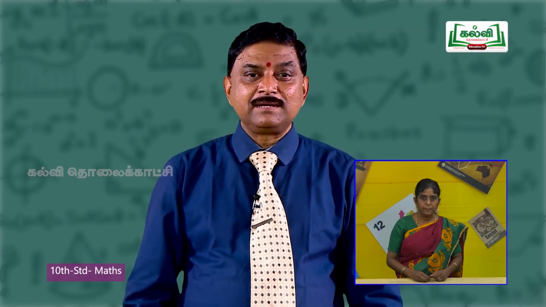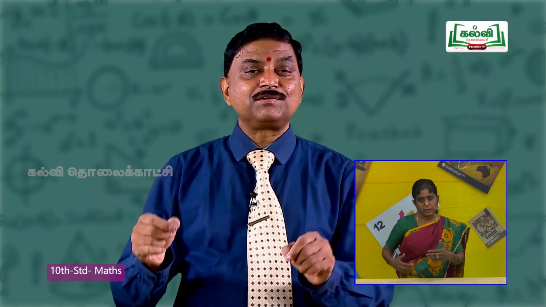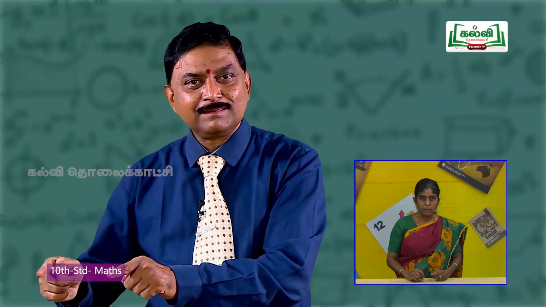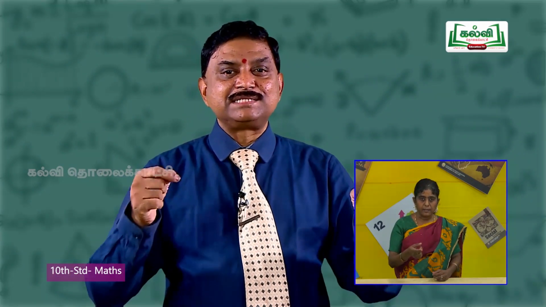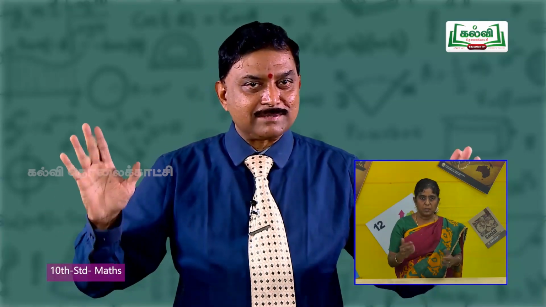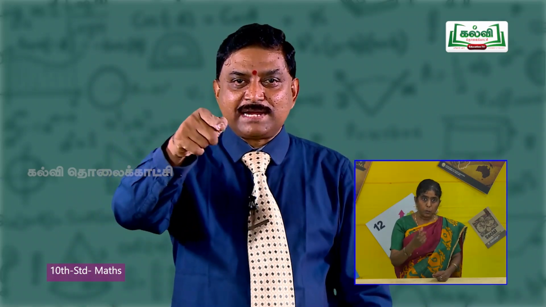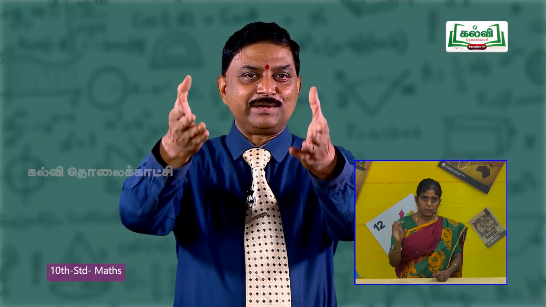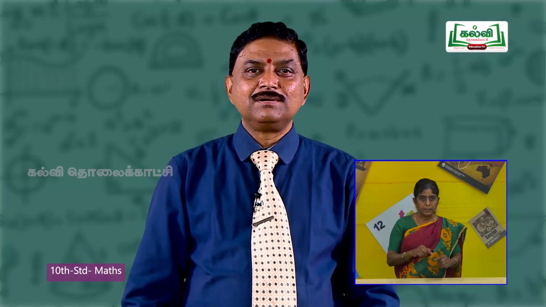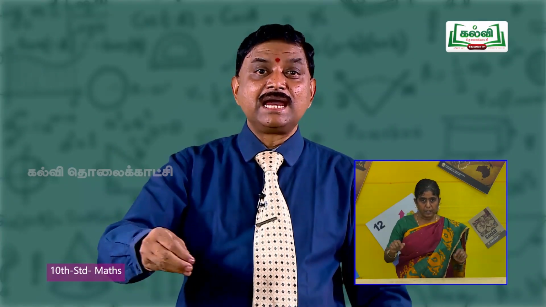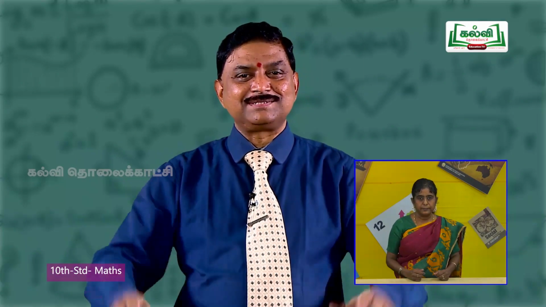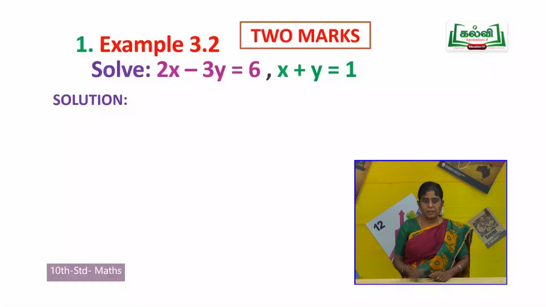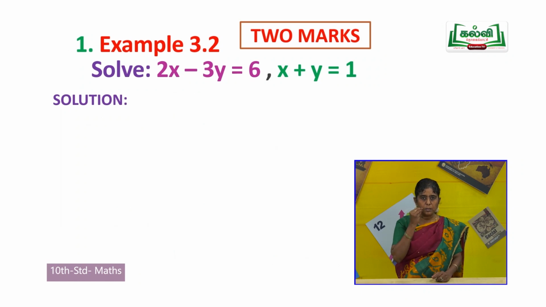So, keep in mind, at any stage, if you get the false equation 0 equal to 1, you can say the system has no solution. If we do not obtain a false equation, if we get the identity like 0 equal to 0, you can say the system has infinitely many solutions. That's all in your 10th standard idea. Let's go for a simple question, a 2 mark question.